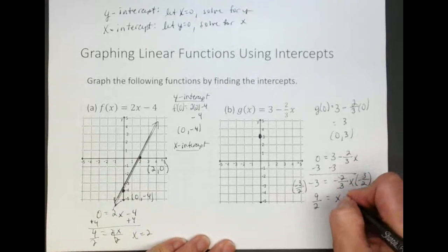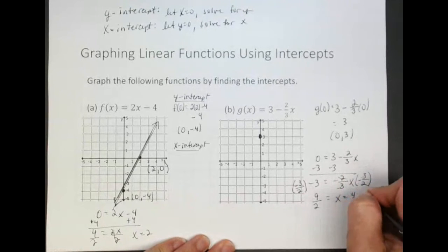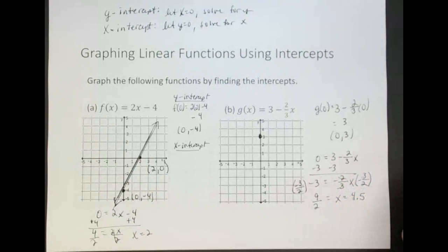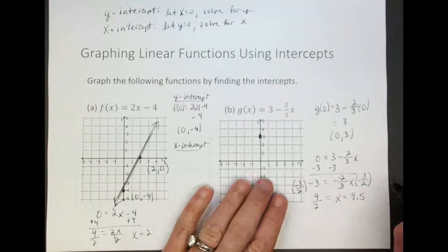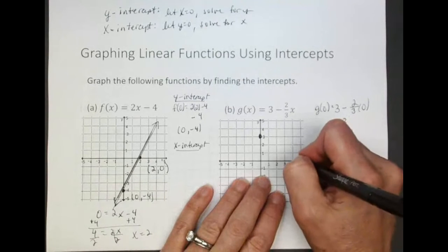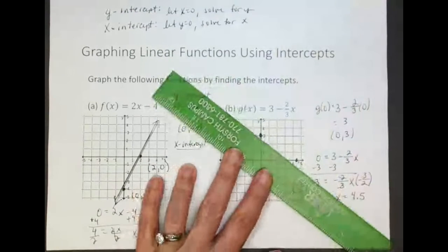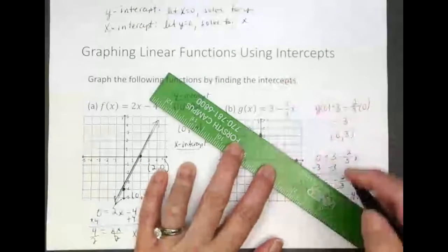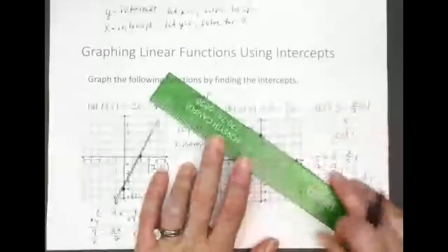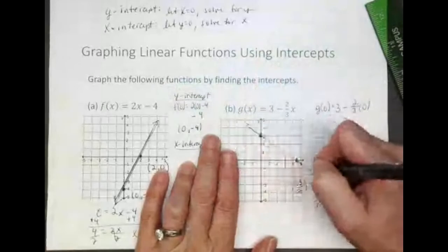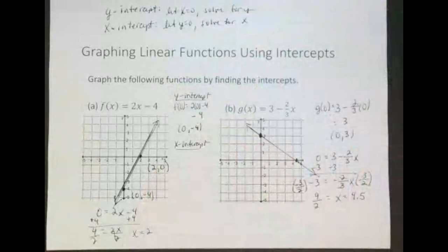So the 9 halves actually is 4.5. The x-intercept occurs right here at 4.5, and there's our 2 points. And there's the graph of our line for g of x.